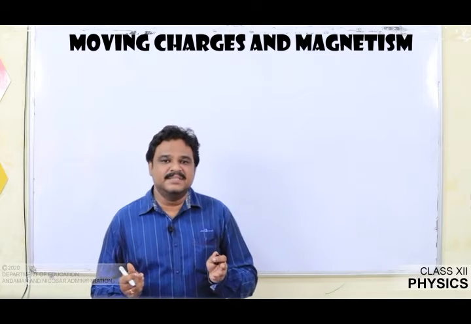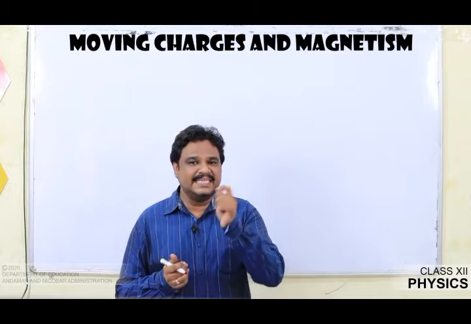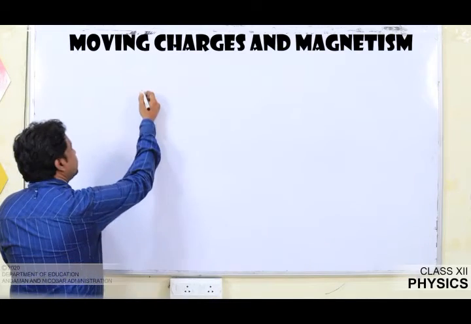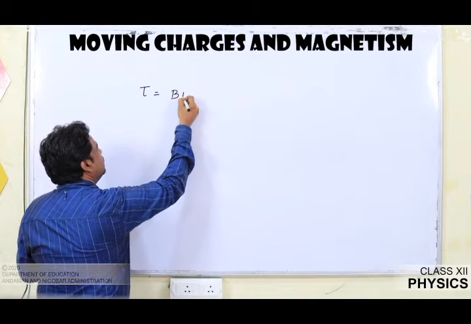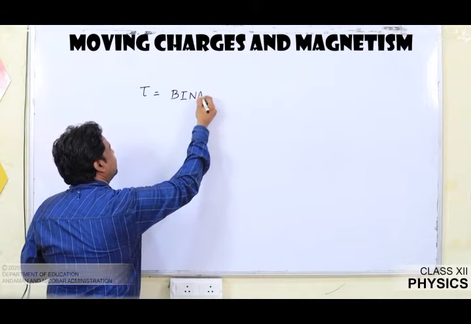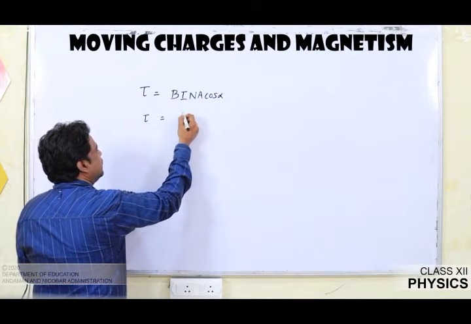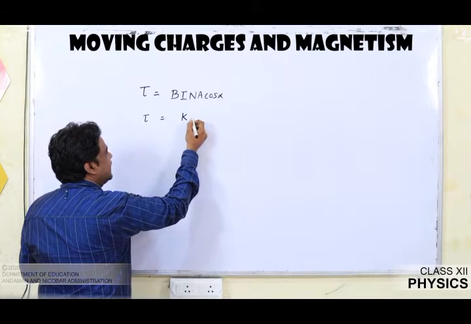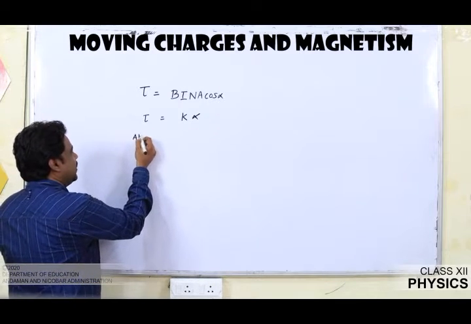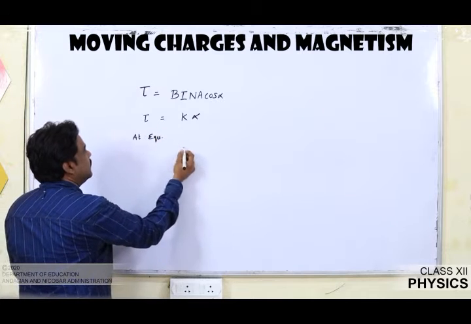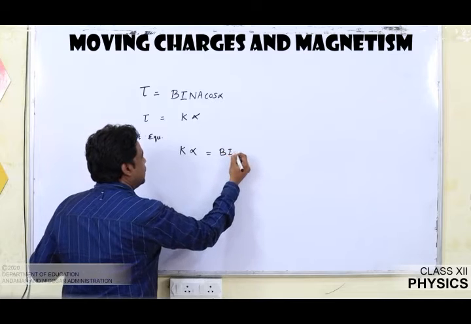We started from the deflection torque. What was the deflection torque produced in the rectangular loop or coil? That was tau is equal to NIBA cos alpha. What about the restoring torque developed due to the suspension twisting? That is tau is equal to k alpha. At equilibrium, obviously k alpha is equal to NIBA cos alpha.